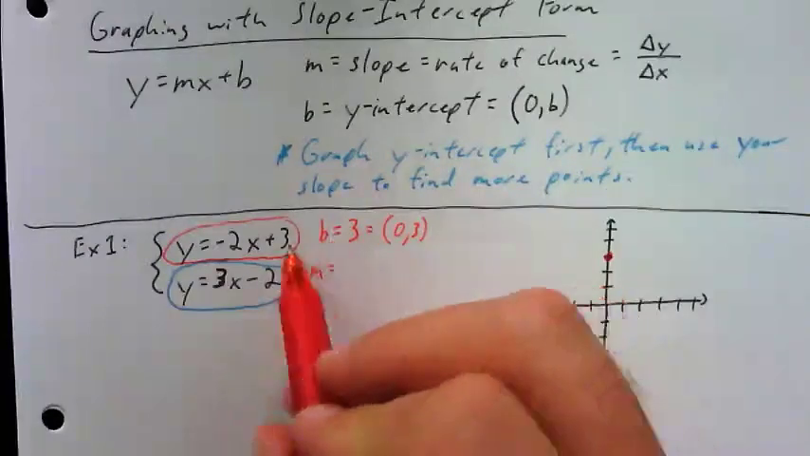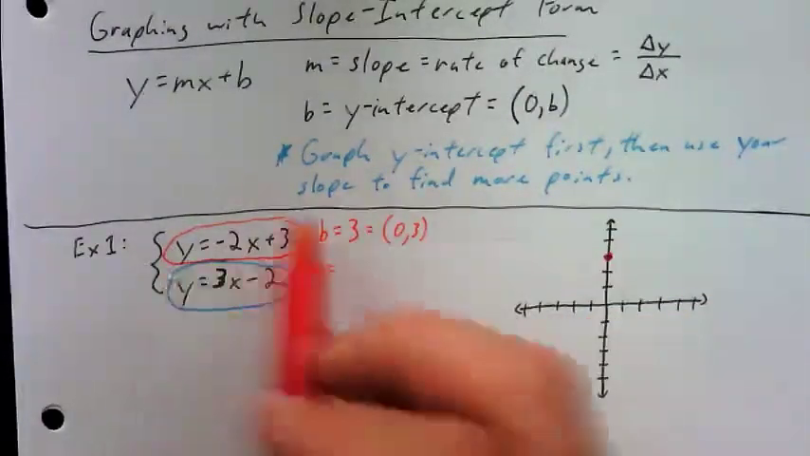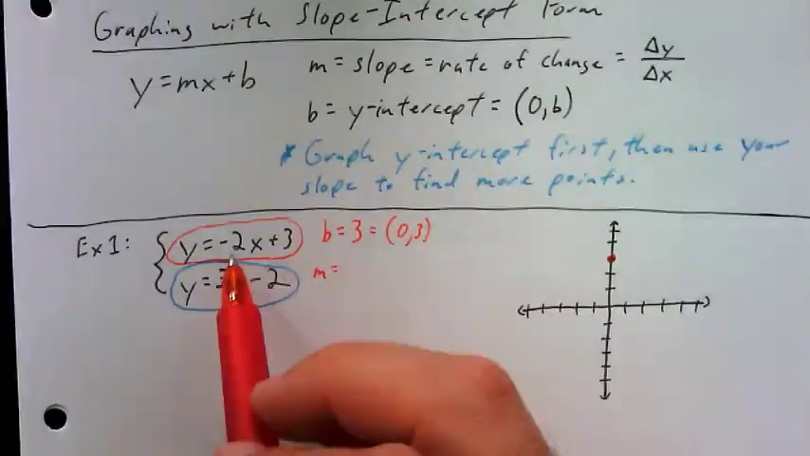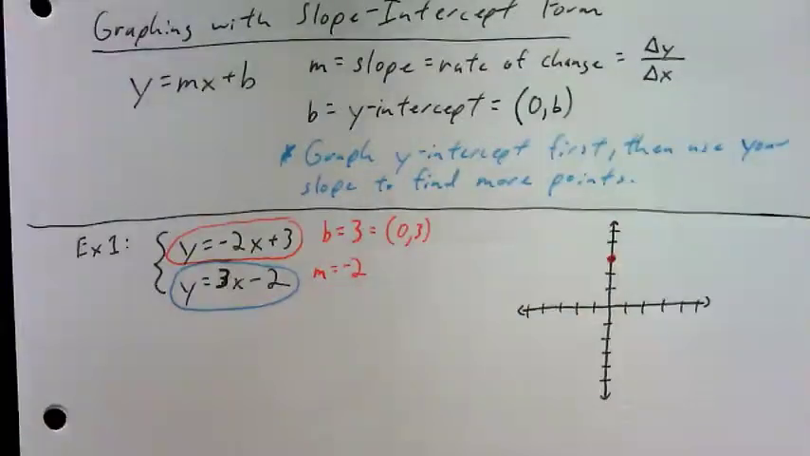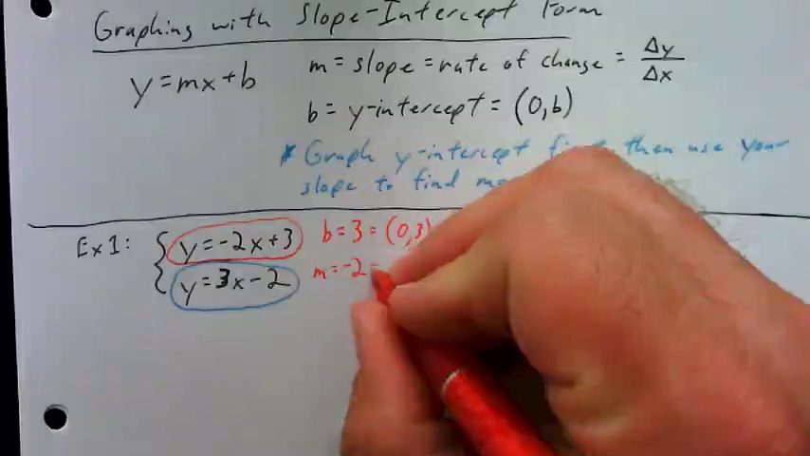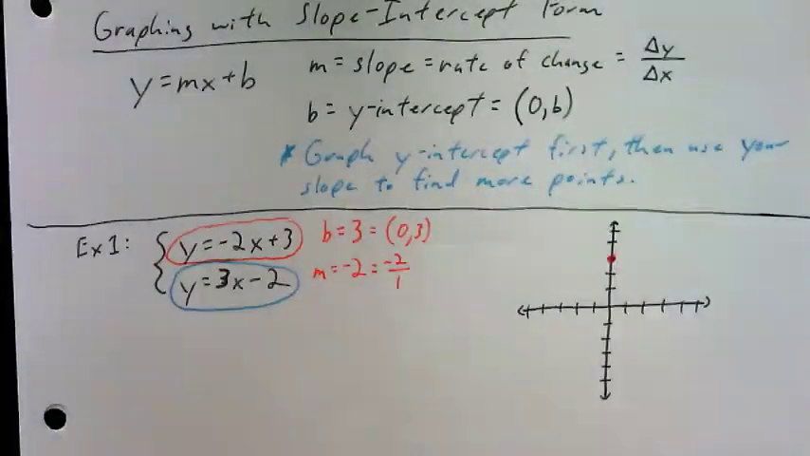Well, 3 was our y-intercept. Our slope is... sorry, the one that I have circled in red. We got to do that one first. So, negative 2, right? Now, when you go to graph it, you want to think of it as a fraction. So, negative 2 is the same thing as saying negative 2 over 1.